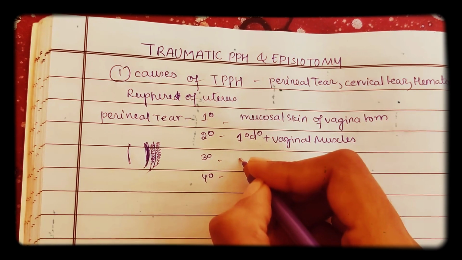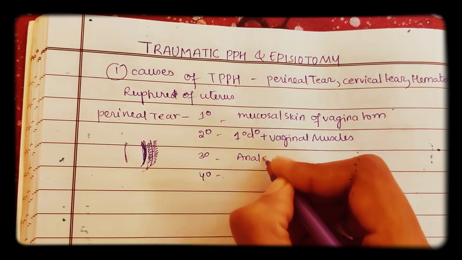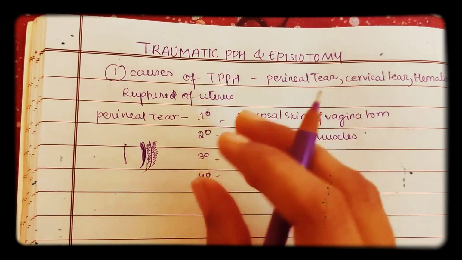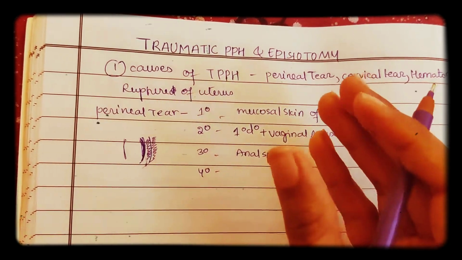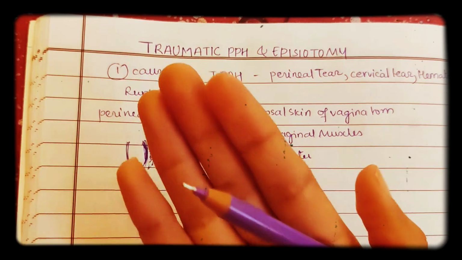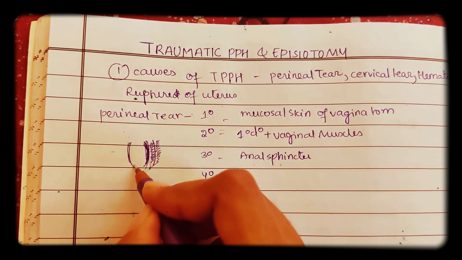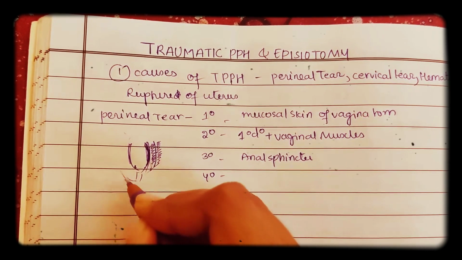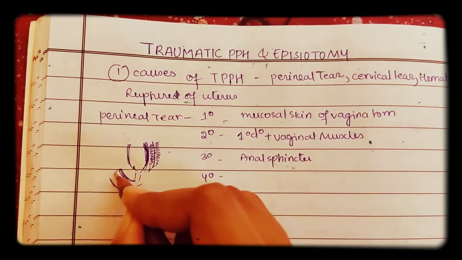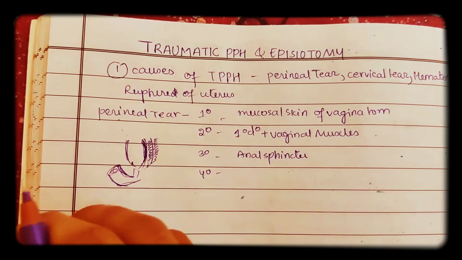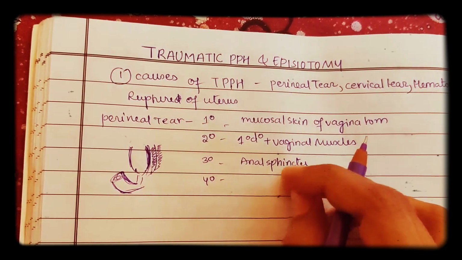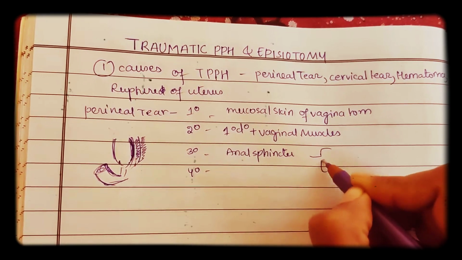Coming to third degree, it is where the anal sphincter is involved. You may get a doubt: now we are talking about the vagina, so how is the anal sphincter coming in the middle? Because this is the vagina, which is present on the anterior aspect. On the posterior aspect, if you see, this will be connected posteriorly with the anal aperture, right? So there will be the anal sphincter. So third degree is mainly involved with the anal sphincter. This third degree is in turn divided into three types.